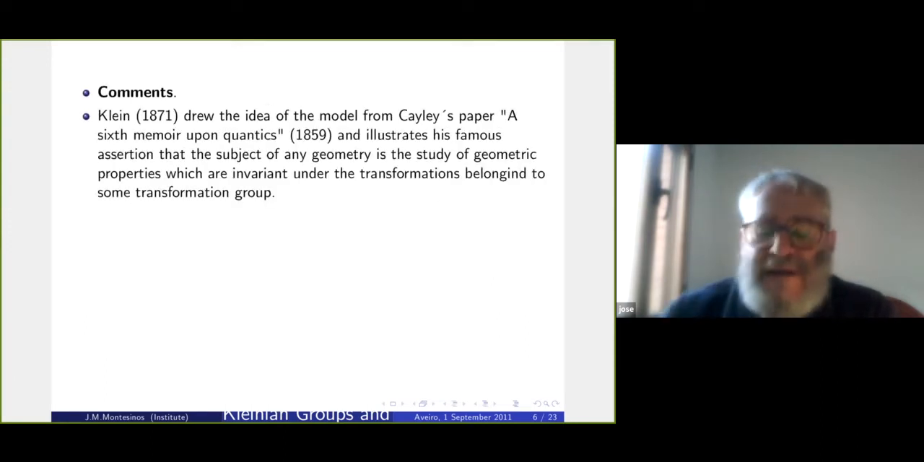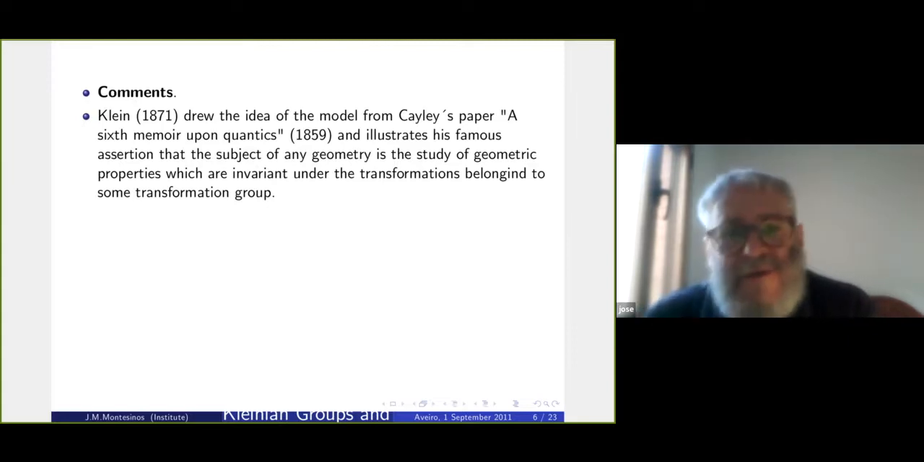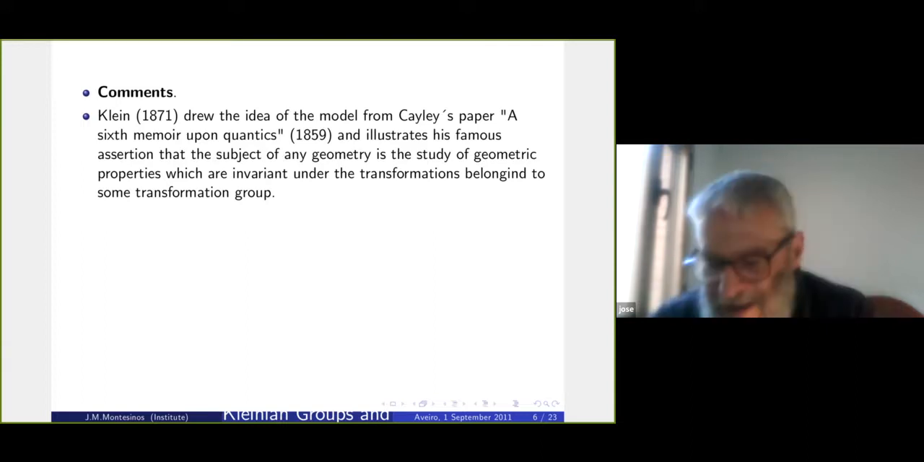Comments. Klein in 1971 drew the idea of the model from Cayley's paper. The paper by Cayley was called A Sixth Memoir upon Quantics, 1859, and illustrates his famous assertion that the subject of any geometry is the study of geometric properties which are invariant under the transformations belonging to some transformation group. The paper by Cayley, Sixth Memoir upon Quantics, is very interesting.